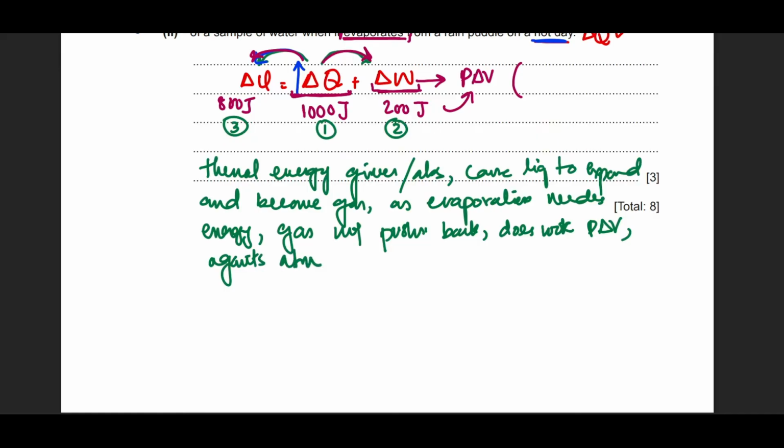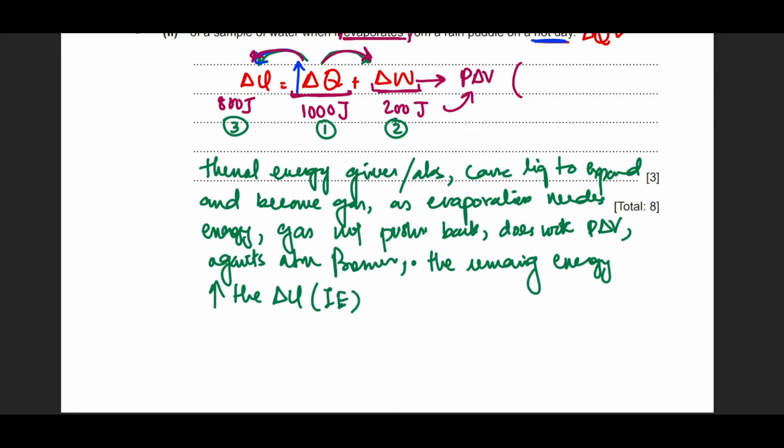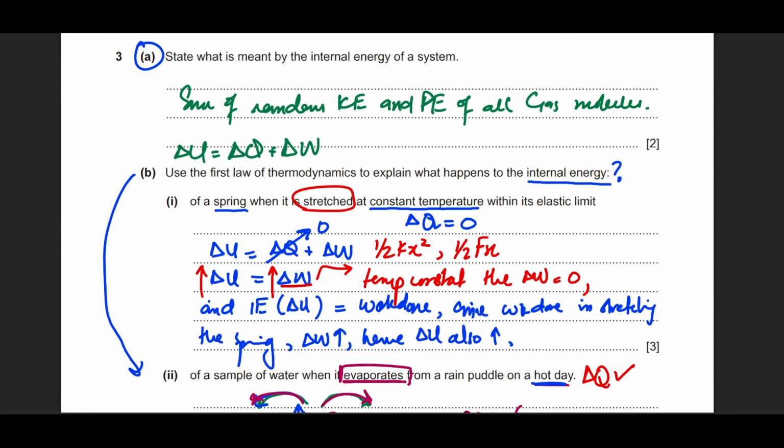Against the atmospheric pressure, then full stop, and the remaining energy increases the delta U, which is the internal energy of the system. Okay, so there is a chronology, there is a step-by-step process. First we justify this, and then conclude on internal energy, because that is the ultimate goal that he's asking us.